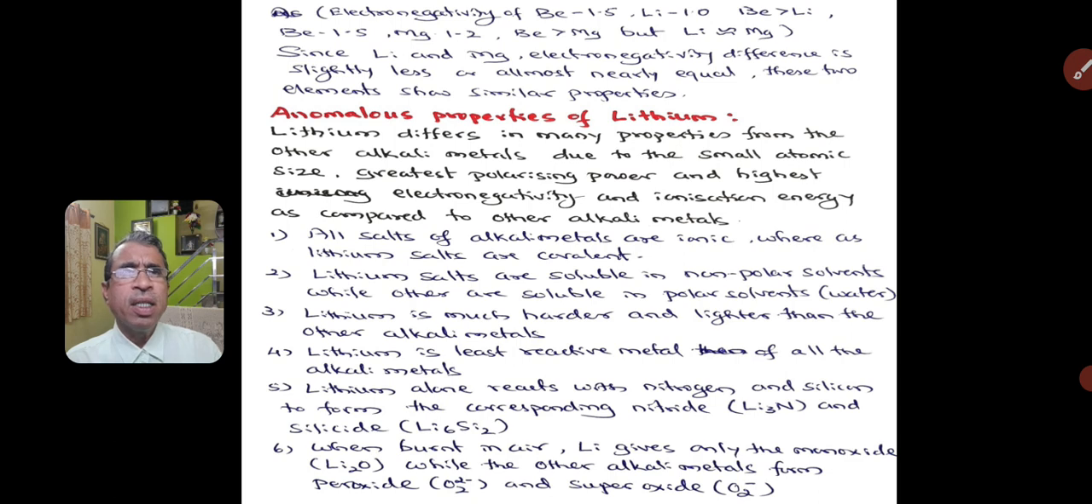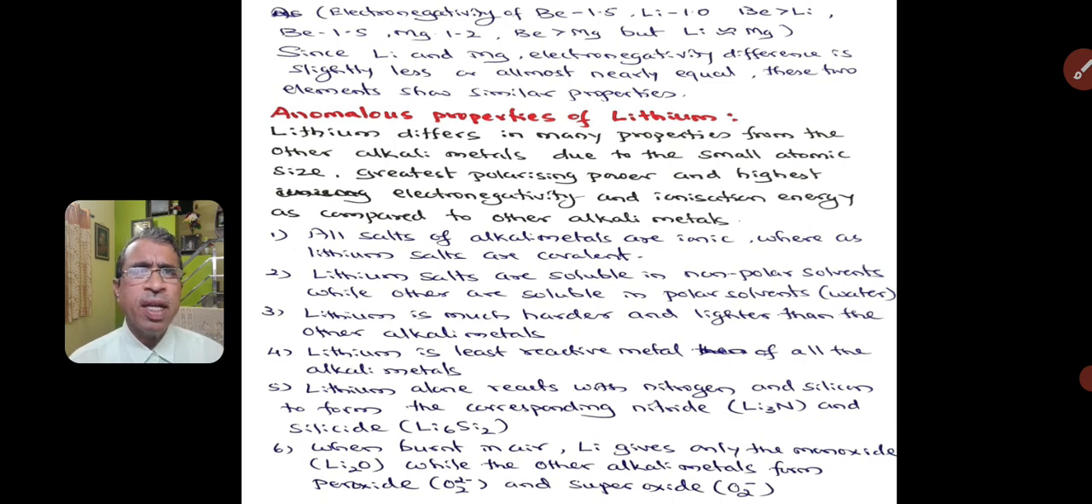This shows that the electronegativity of beryllium is greater than magnesium, but it is greater than lithium or almost similar to the magnesium. Since lithium and magnesium electronegativity difference is slightly less or almost nearly equal, these two elements show similar properties. This is about the diagonal relationship. Coming to the anomalous properties of lithium.